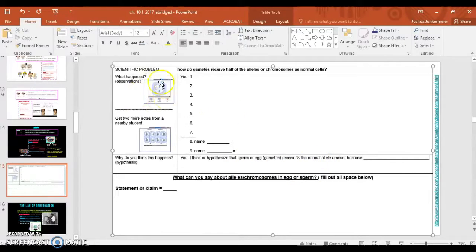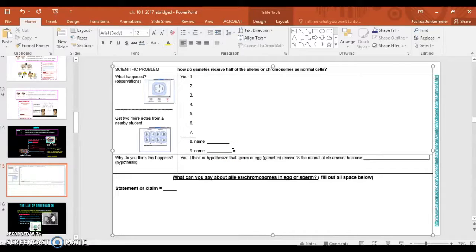Right here it says what happened, your observations. If we do this in class together, you can get notes or observations from other people, and this is where you could do that. If you're doing this assignment on your own at home or using Google Classroom, you really just need to have 9 observations of your own, so you can just not worry about it.